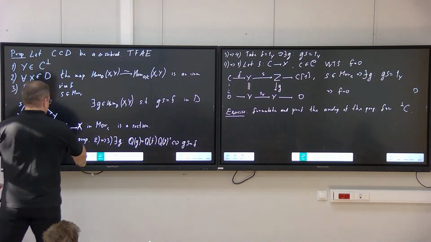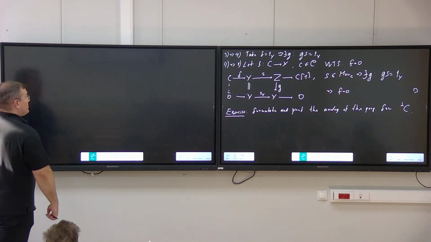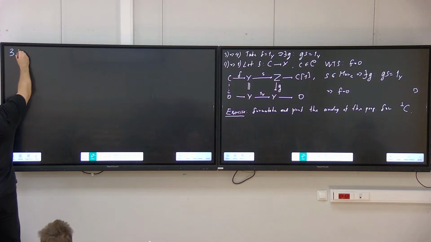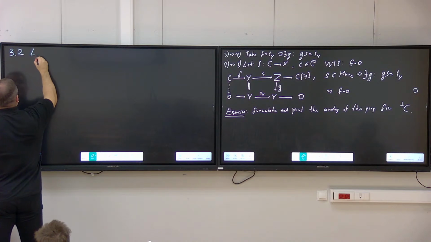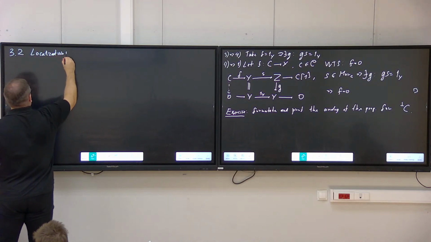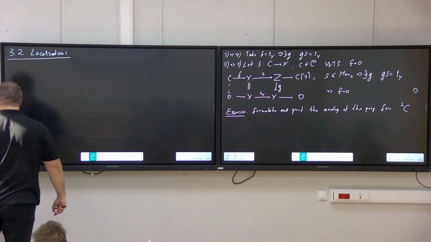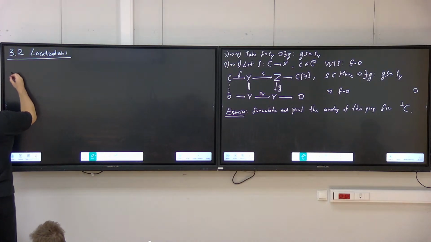Okay, so now I want to finish this introductory section about localizing subcategories. So I'm going to go over to the second section of this chapter, 3.2, and I want to call this localizations. Or maybe colocalizations, well, but everything about colocalizations will be an exercise. So definition.